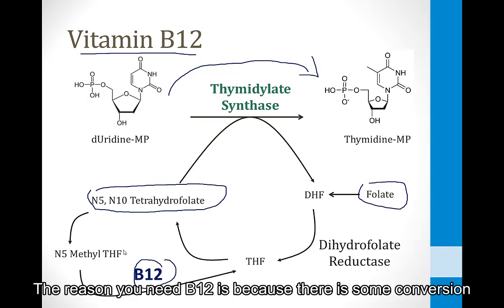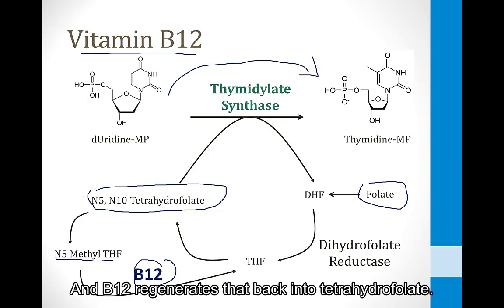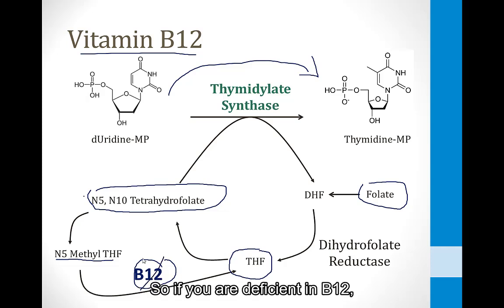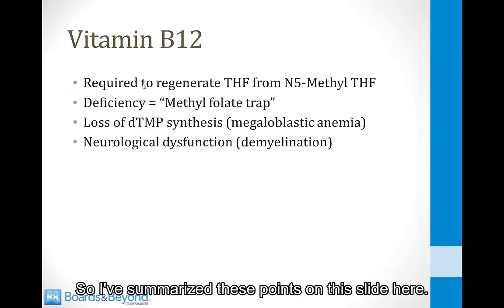The reason you need B12 is because there is some conversion of N5-N10 tetrahydrofolate into N5-methyl tetrahydrofolate, and B12 regenerates that back into tetrahydrofolate. So if you are deficient in B12, all of your folate will get trapped in this N5-methyl form, and you won't have enough N5-N10 tetrahydrofolate around in order to convert uridine into thymidine. So I've summarized these points on this slide here.